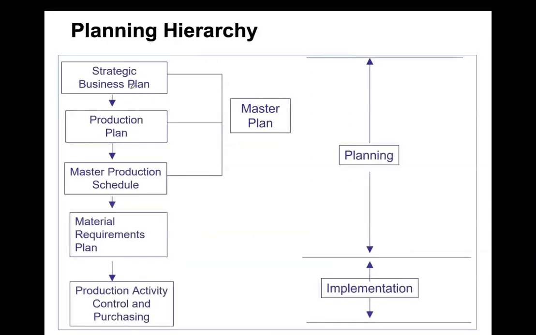So this is a hierarchy whereby at the top is the strategic business plan. And from the strategic business plan, the production plan is derived. That gives rise to the master production schedule, and then the material requirement plan, and then production activity control and purchasing. So as you can see, these four things, from strategic business planning to material requirement plan, represent the planning stage, whereby purchasing and production activity control represent the implementation stage.